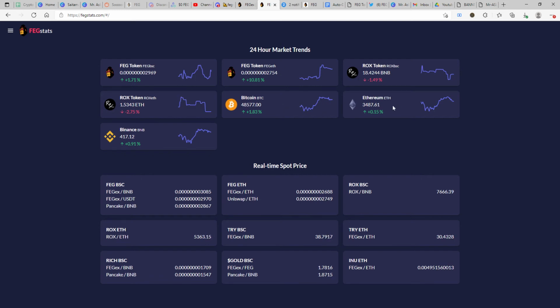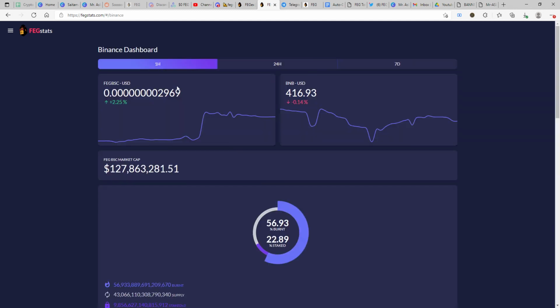So the BTC, Ethereum, and Binance do not have any burns at all, so you don't need to worry about even clicking on them. But when it comes to the FEG token, if you are an ETH chain holder or a BSC chain holder, I'm personally a BSC chain holder, so I'll go to the BSC just for reference. You can come down, and this is also really cool.